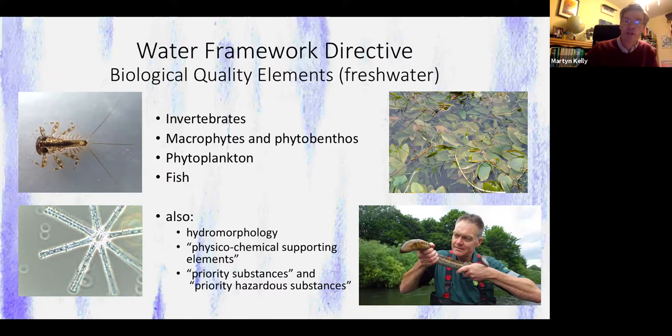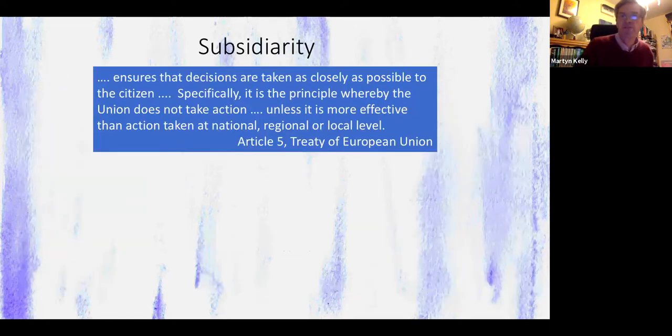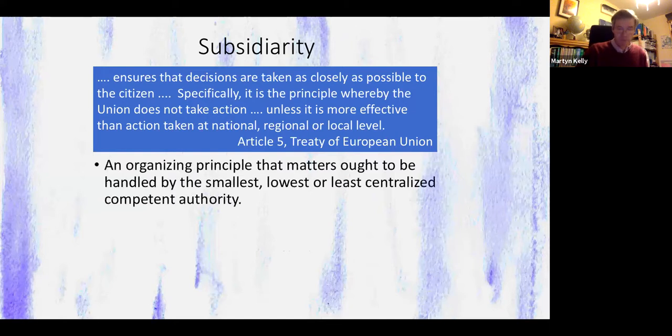Member states are also expected to assess hydromorphology and physicochemical supporting elements, that would be nutrients, pH, oxygen conditions. And the priority substances and priority hazardous substances refers to toxins, pesticides and heavy metals, and so forth. And all of this takes place under a political framework called subsidiarity.